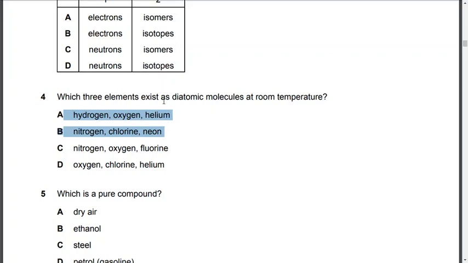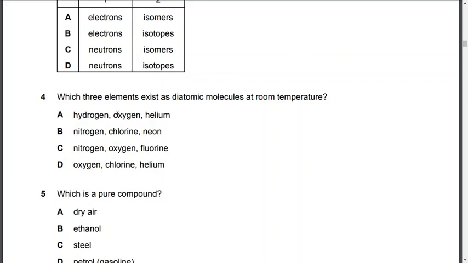So let's see. It exists as a diatomic molecule. Here is where the main thing comes. At room temperature. Room temperature means normal conditions without any heating or cooling process. Room temperatures are usually 25 degrees Celsius to 26 degrees Celsius. So at this temperature, they are in diatomic form.